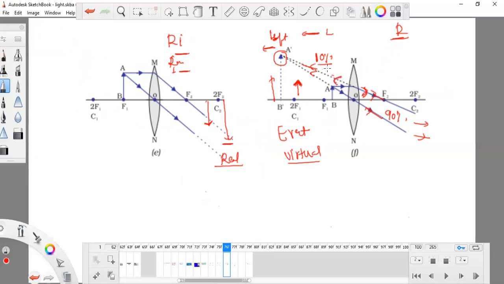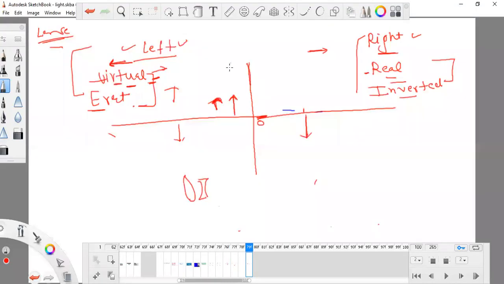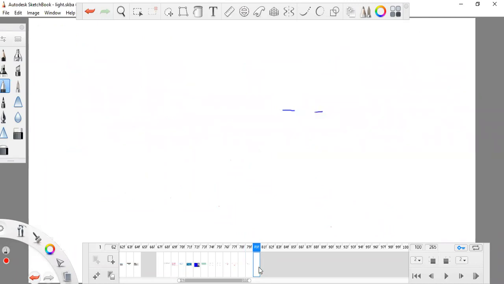So if it is returning, it is returning with 10% of light rays. 90% is going here, and these light rays are going to form a virtual image. So a virtual image is always formed when the light ray is bifurcating, and the remaining is going in this direction. So this is the formation of a virtual image. Okay, so this is the formula.